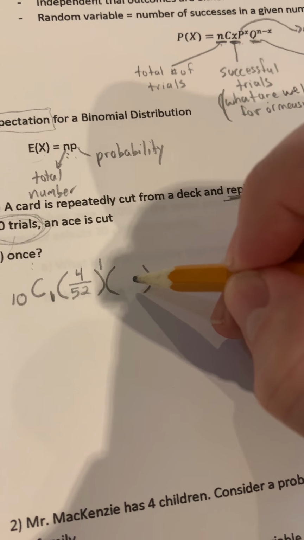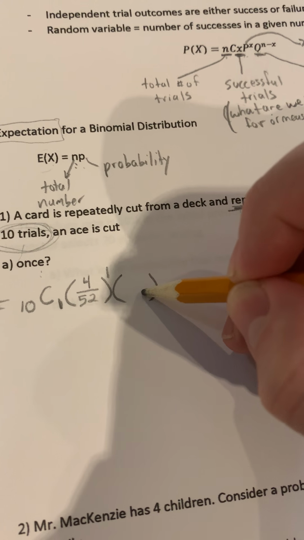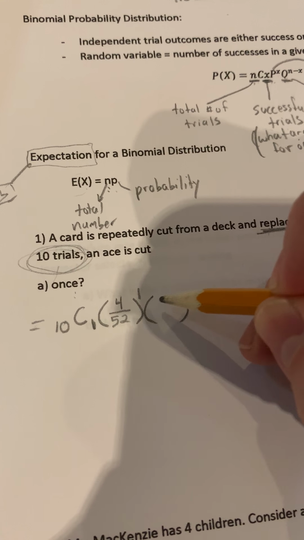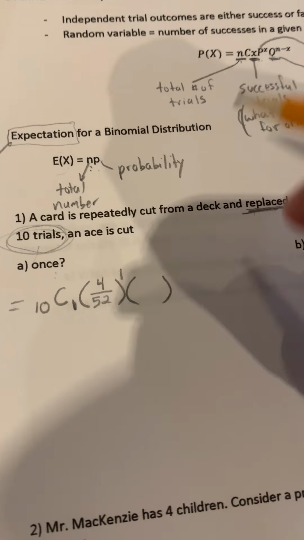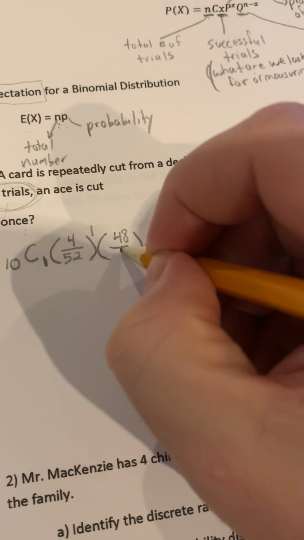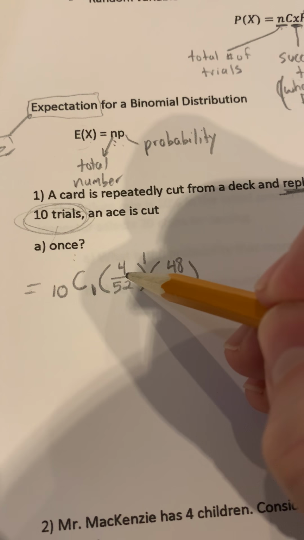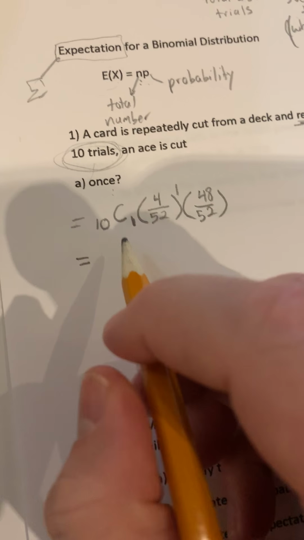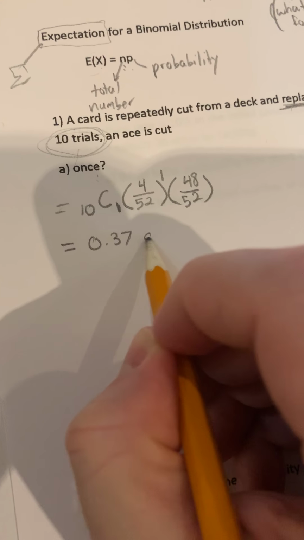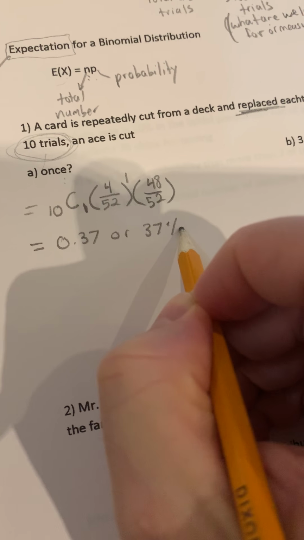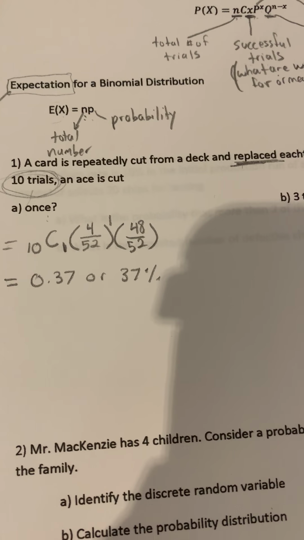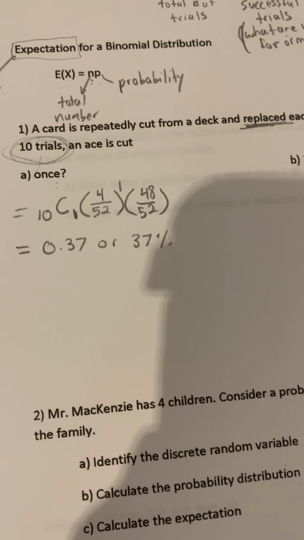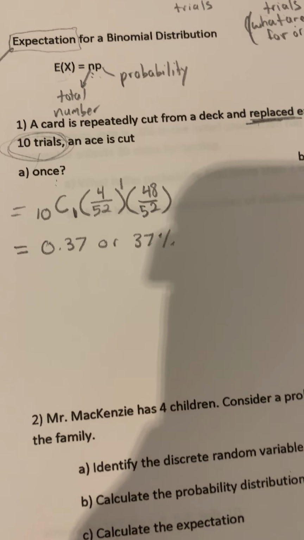Okay, and then now we're multiplying by the probability of non-success, or failure. So what is the probability of receiving any other card? Any other card would be 48 out of 52. So 4 aces and then the remaining cards. So when you plug this into your calculator, you get 0.37 or 37% chance. So if I cut a card from a deck of cards 10 times, I should get an ace once 37% of the time.